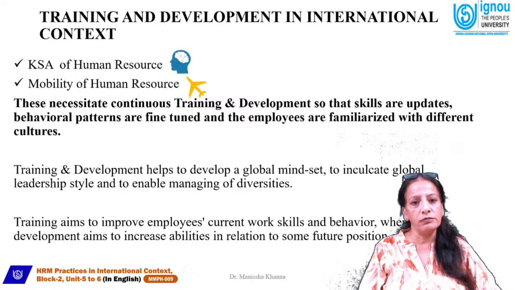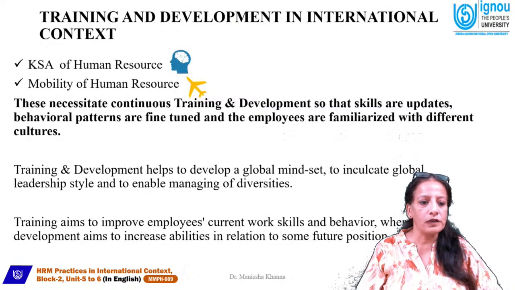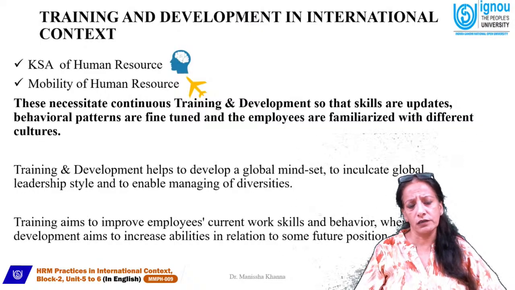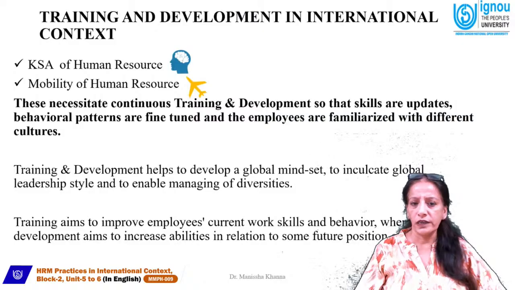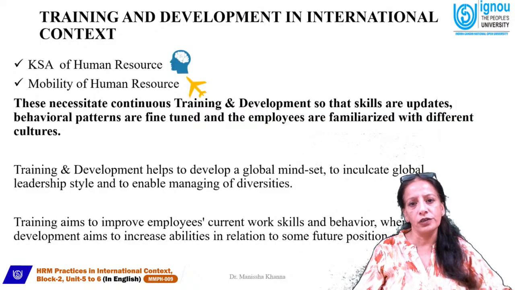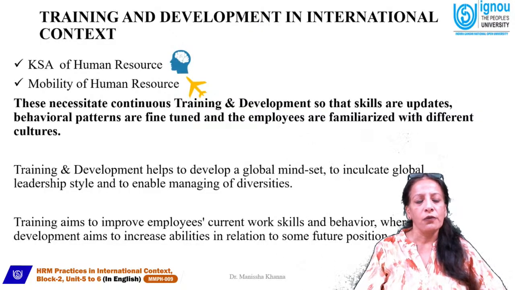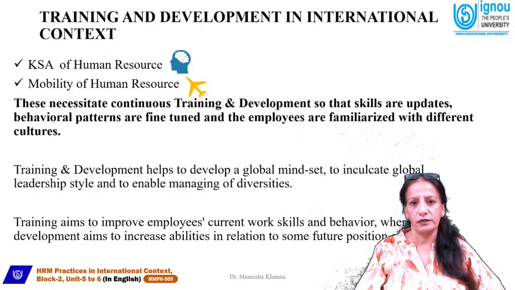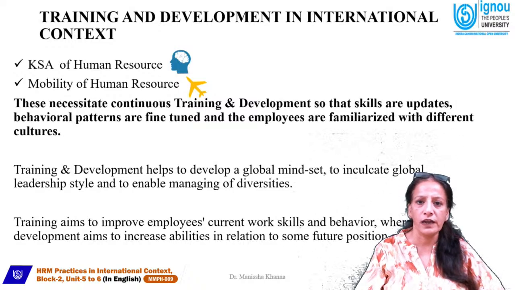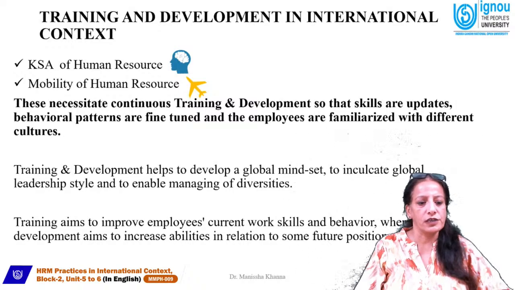Training and development help to develop the mindset to inculcate global leadership styles and engage in managing diversity. So diversity and trainings are very much required at the initial stages as well, or on a regular basis, so that wherever there is a gap, the organization can fill that. They identify the gaps and fill them with regular refresher trainings as well.